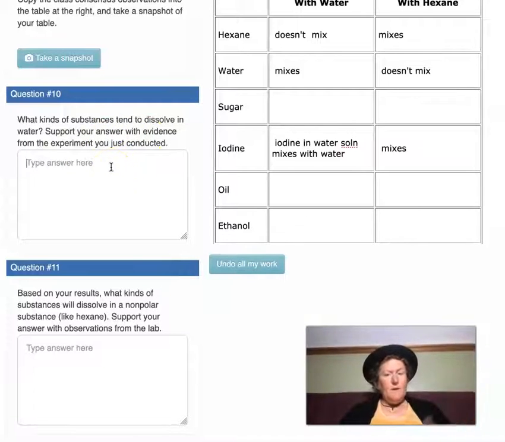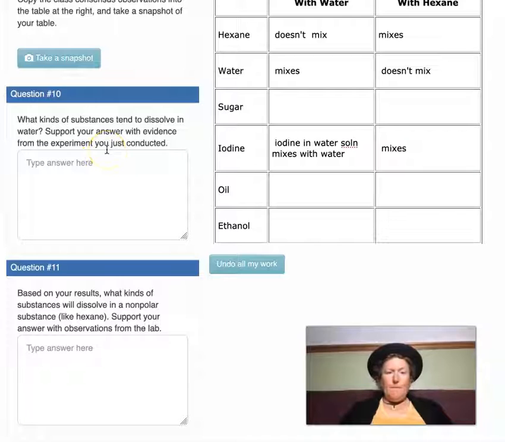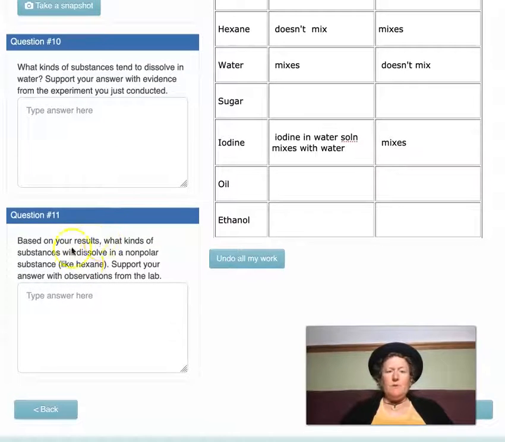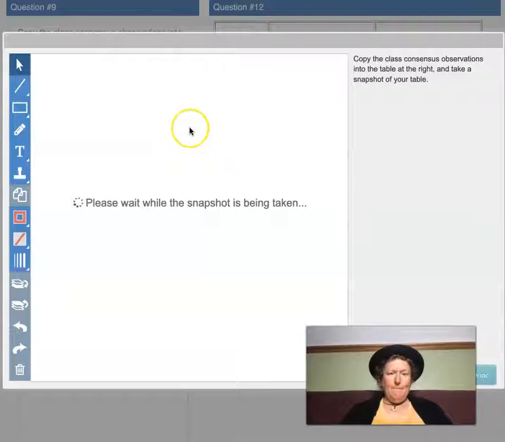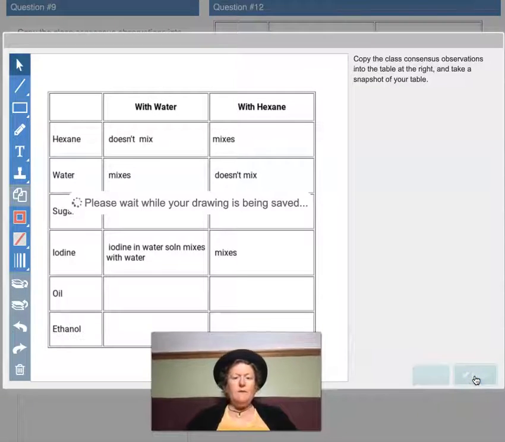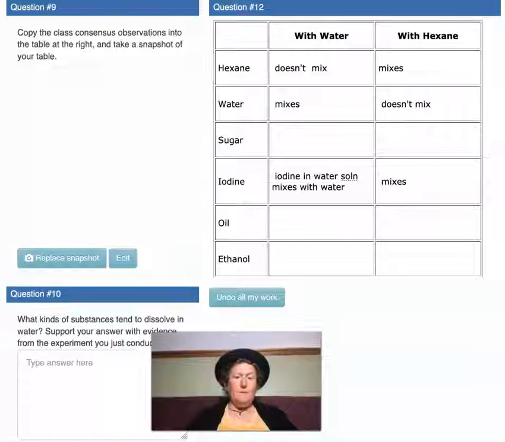You can go back a screen and look at the polar versus non-polar and see if you can find a pattern. And this question 11 asks you more about what kinds of substances are going to dissolve in a non-polar substance like hexane. And again, go back to the previous chart. Here, I'll take my snapshot so I can move back. I'm done. Obviously, your chart should totally be filled out. I'm not going to do that for you.